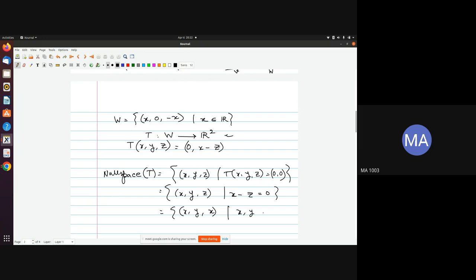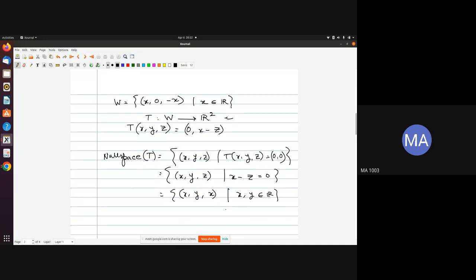Now these vectors are coming from where? From this domain, W, and in the domain every vector is of the form (x, 0, minus x). So the second coordinate is 0 because these are coming from W. The condition of the null space of T says that the first and third coordinates should be the same. They will be the same only when 2x is 0, that is x equal to 0. So our null space is nothing but the 0 vector only.